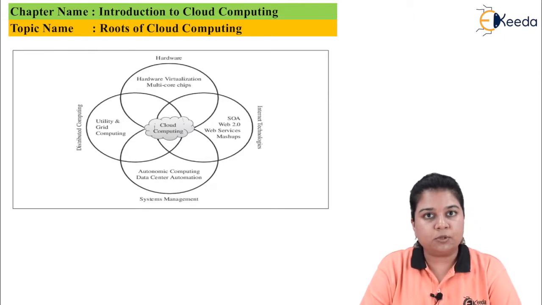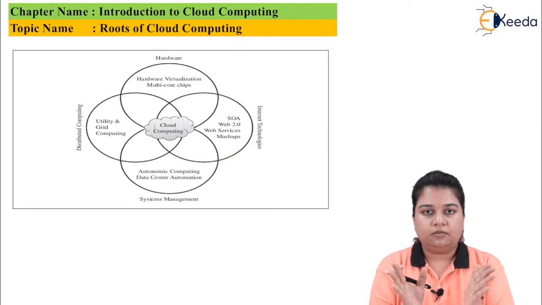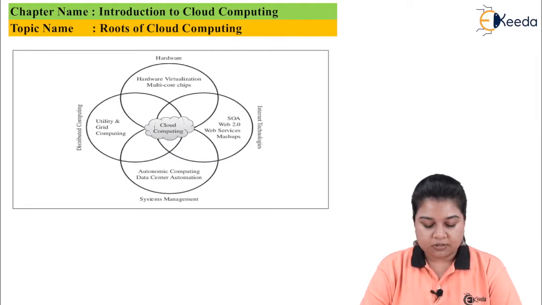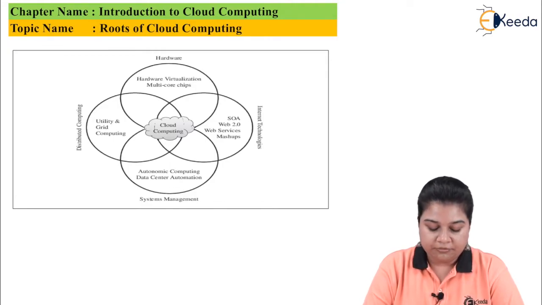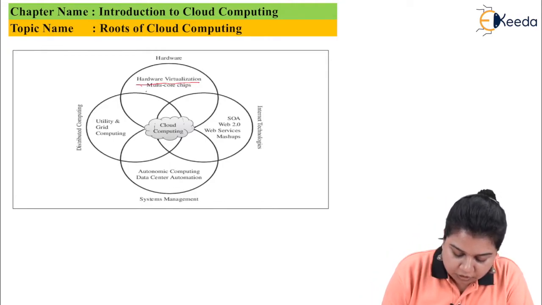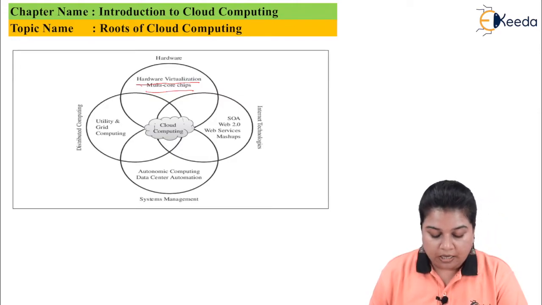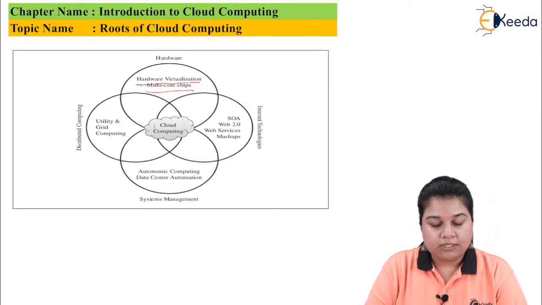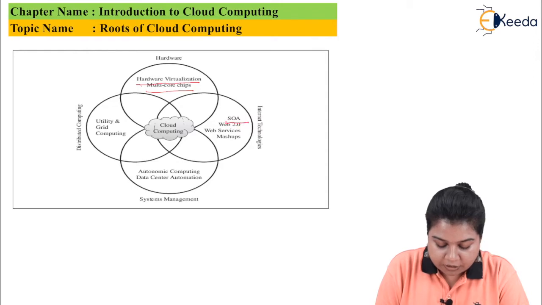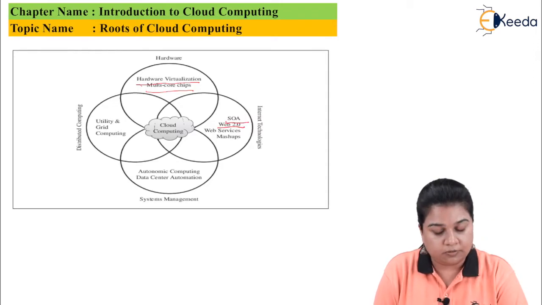These are the four circles we can see in that particular diagram. Now, hardware has virtualization and multi-core chips. Now, internet technologies: it has service-oriented architecture, Web 2.0 services, and in the figure, we can see that we then have mashups.